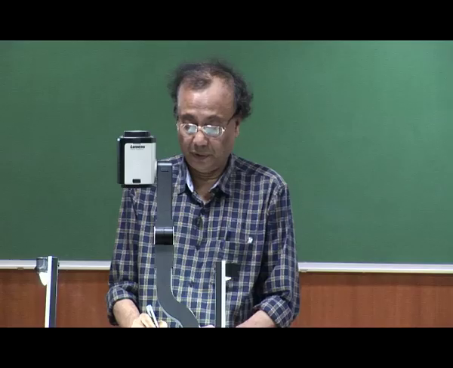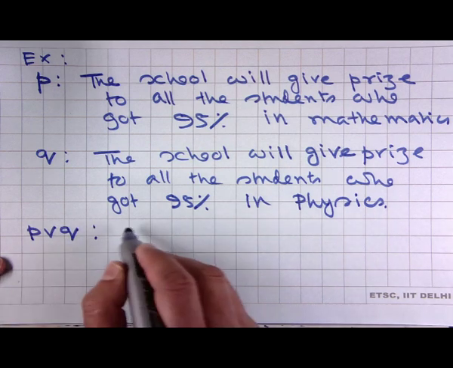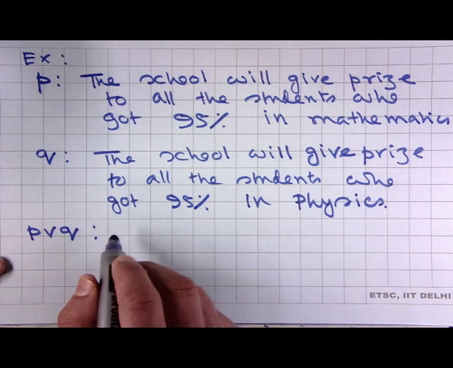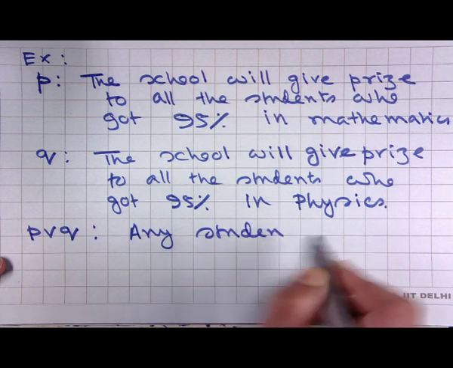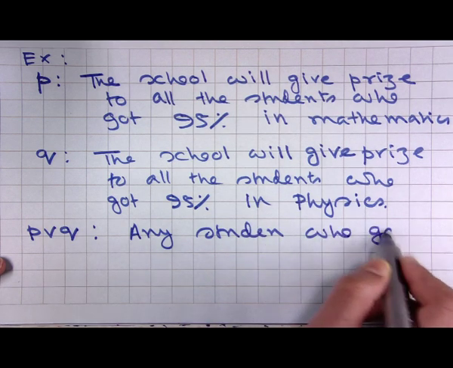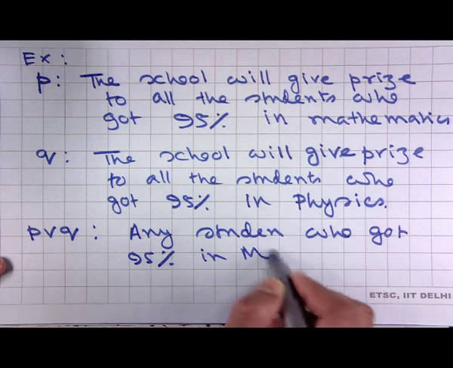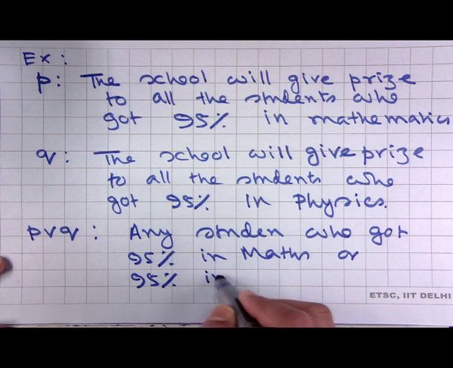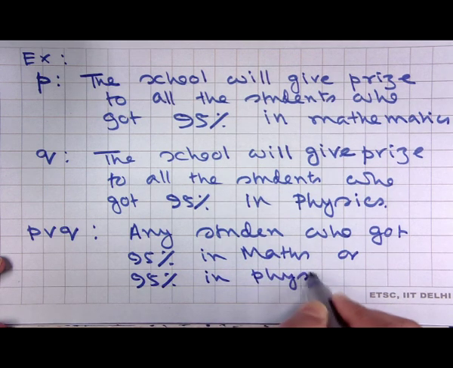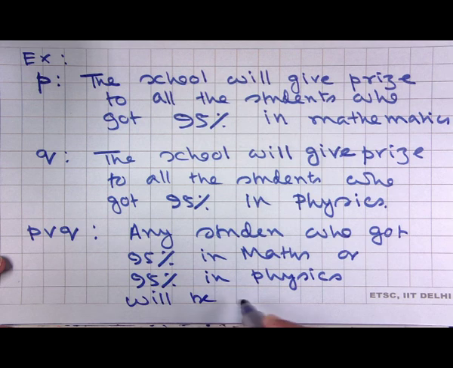The question is, what is P or Q? That means, who are the students who will get prizes, right? So, any student who got 95% in maths or 95% in physics will be given prize by the school.